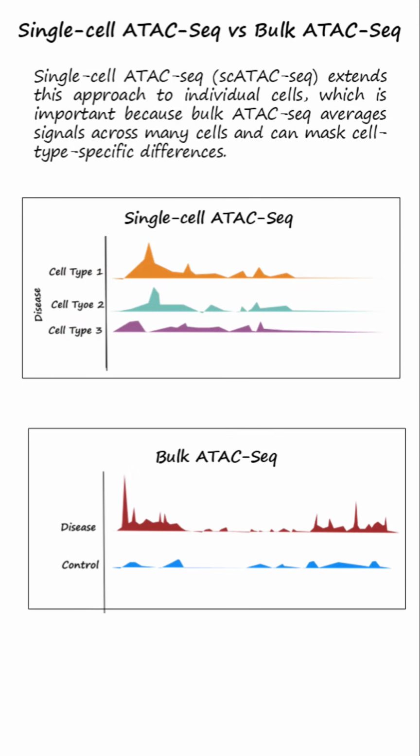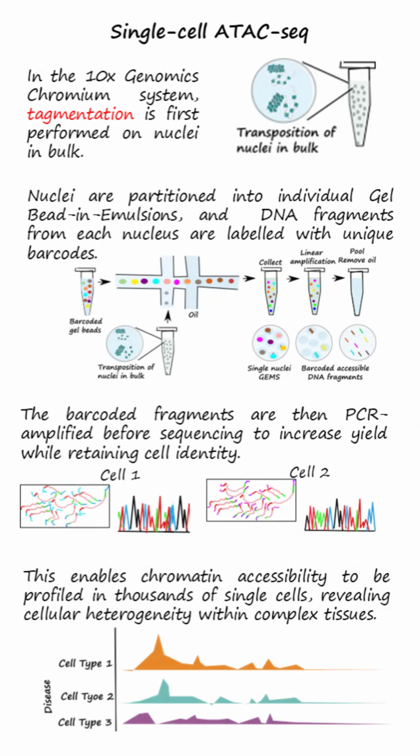Single-cell ATAC-seq extends this approach to individual cells, overcoming the limitation of bulk ATAC-seq, which averages signals across many cells and can mask cell type-specific differences. To carry out single-cell ATAC-seq, platforms such as the 10x Genomics Chromium system may be utilized.